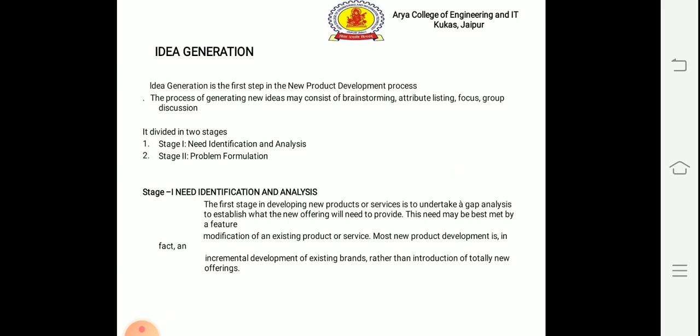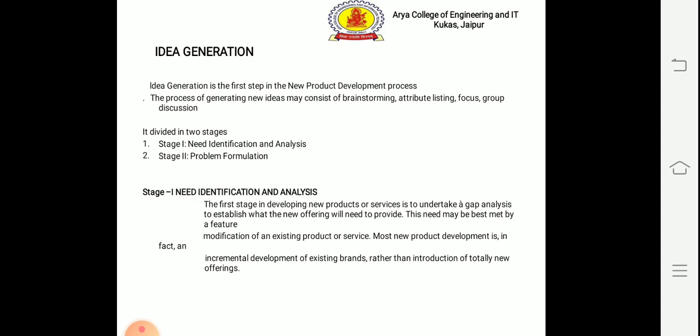In our lecture number 3, we are going to cover the topic idea generation. Idea generation is the first step in the product development process. The process of generating new ideas may consist of brainstorming, attribute listing, and focus group discussion. It is divided into two stages. Stage first, need identification and analysis. Stage second, problem formulation.